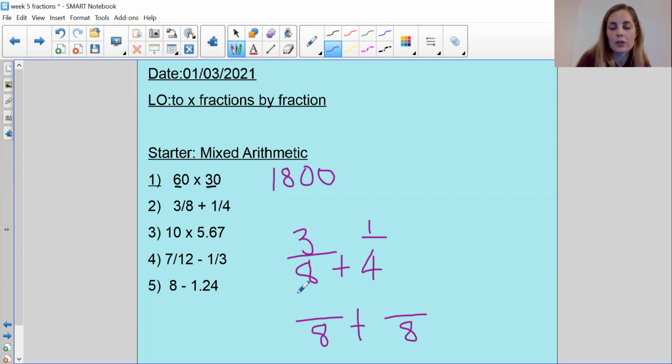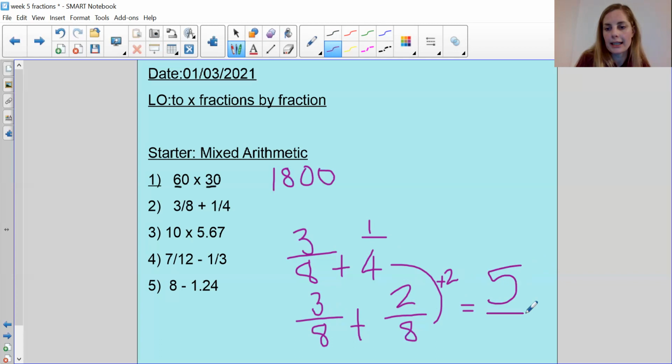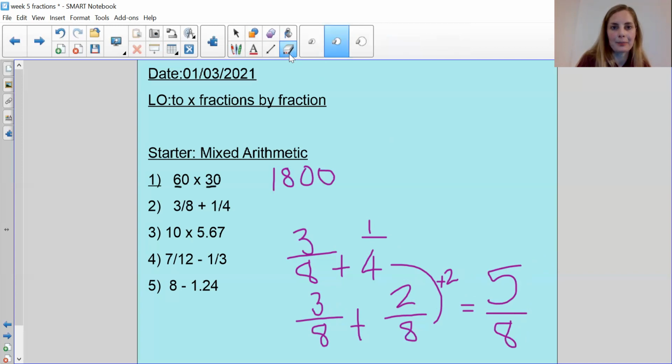Right, once I've changed my denominators, I now need to make an equivalent fraction. So I say, what did I do to 8 to get 8? I didn't do anything. I simply times it by 1, so I'm going to leave the 3 the same. And what did I do to 4 to get 8? I said 4 times 2 is 8. So whatever I do to the one number, I need to do to the other. So 1 times 2 is 2. Now that my bottom numbers are the same, I can add my top numbers, and 3 plus 2 is 5, and I leave the bottom number the same, which is 8. So my answer is 5 eighths.